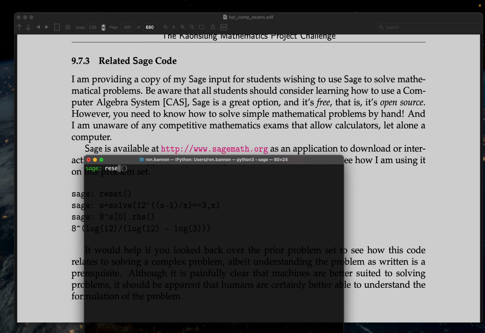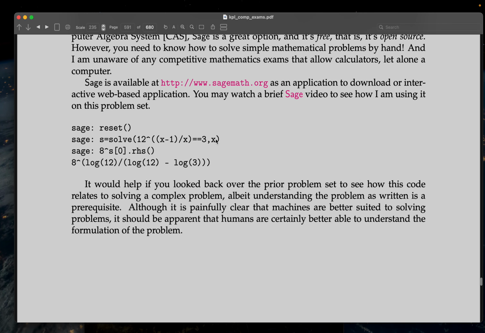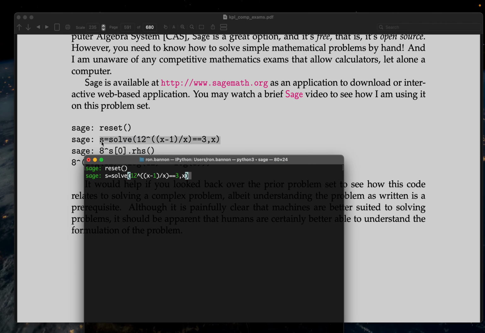Let's reset. Let me just scroll up so I can see what that is. I'm going to do a copy paste, and paste that in. I'm going to display S, by the way. And S looks like there's only one solution to the problem. And what does it say? Log 12 divided by, I'm sorry, log 12 divided by the difference between log 12 and log 3. All right? And again, I kind of wonder why it says that.